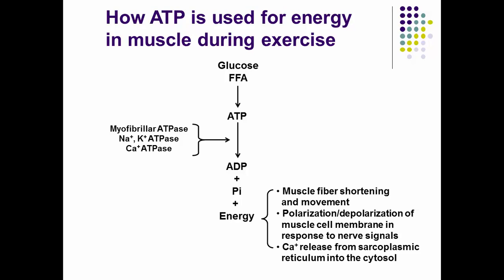And here I just give you some idea of the process of ATP production, right? ATP is usually generated from oxidation of glucose and fatty acids, and the 3 ATPase enzymes hydrolyze ATP to ADP and release energy, right? And energy is required for muscle fiber shortening movement and depolarization of the muscle cell membrane in response to nerve signals. And calcium also needs to be released from the sarcoplasmic reticulum into the cytosol in order to make contraction or movement of muscle fibers. So energy is needed for all these activities in the skeletal muscle during the exercise.